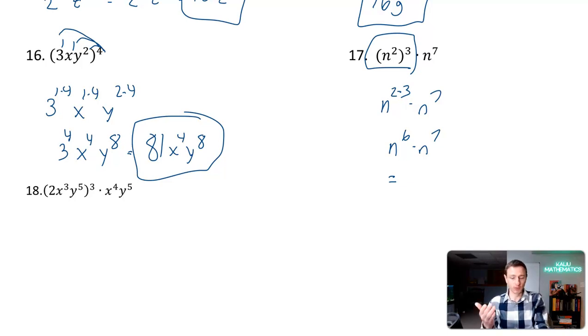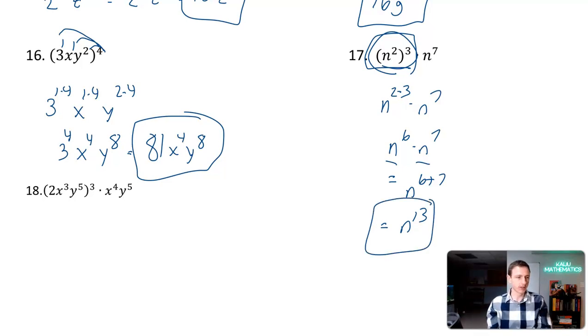So how do I do this? Well, it's multiplication of the same base. That means I have to add the exponents. So I'm going to get n to the 13th there because I'm multiplying by the same base, which means you add. So first, we did the power rule, power to a power, and then we had to use the product rule. So we used both sets of rules on this one.